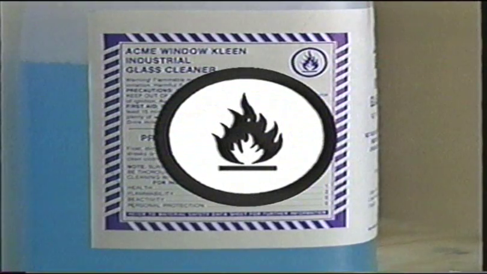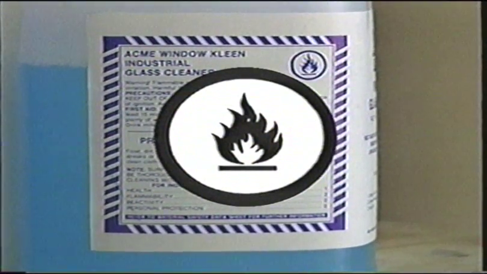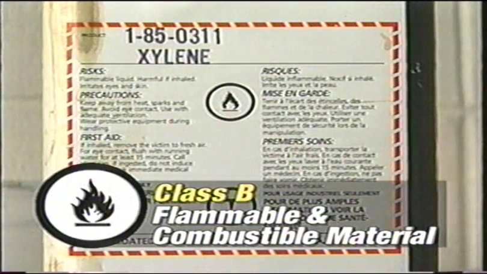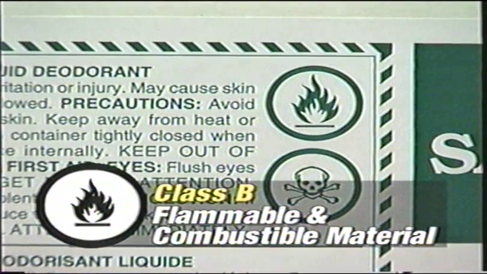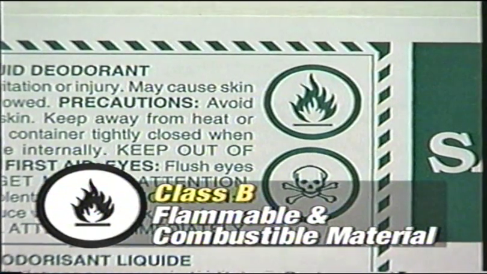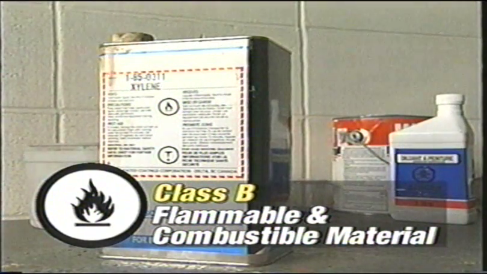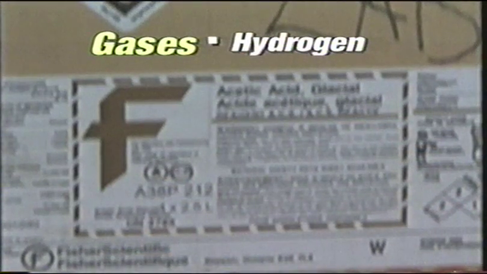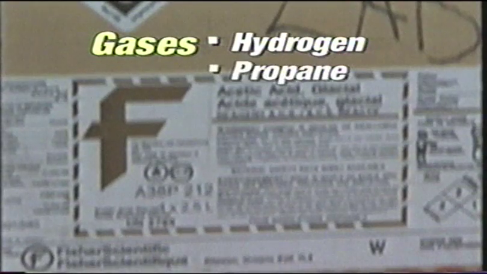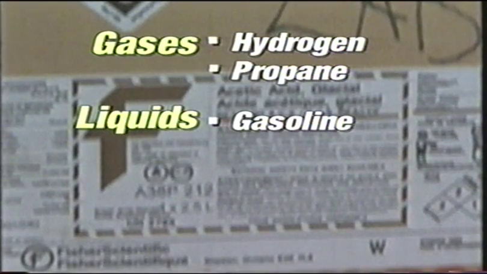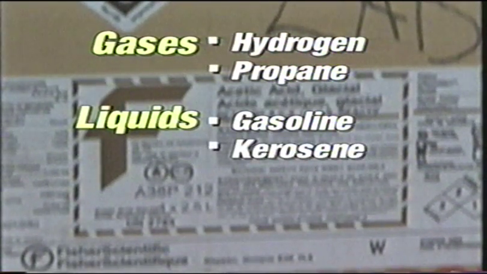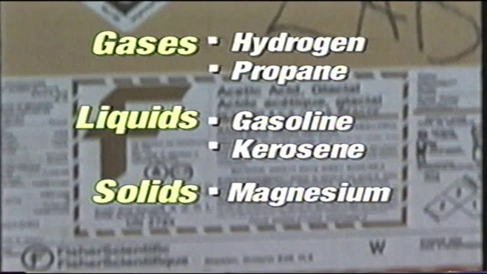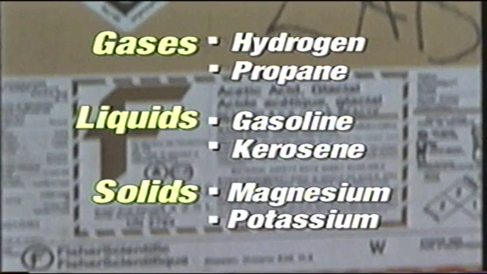The symbol for Class B controlled products, which are materials that are flammable and combustible, looks like this. These are materials that may catch fire if they are exposed to a heat source or to an ignition source, such as a spark or flame. Class B controlled products can be gases, liquids, or solids. Examples include gases such as hydrogen and propane, liquids such as gasoline and kerosene, and solids such as magnesium and potassium.